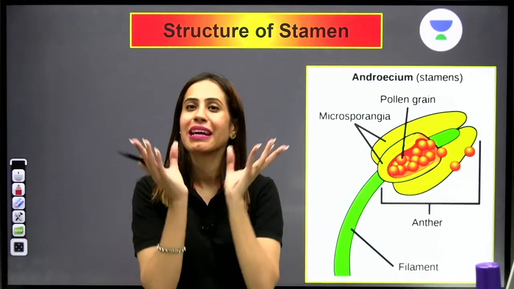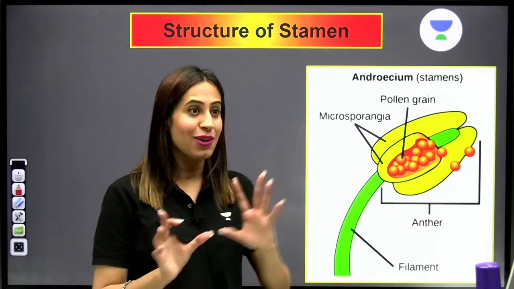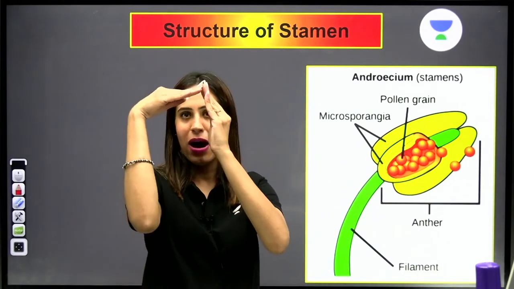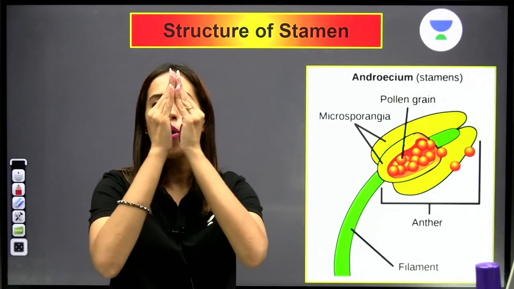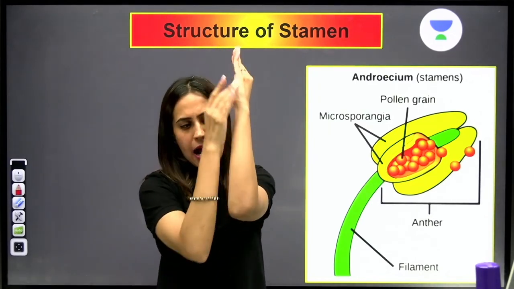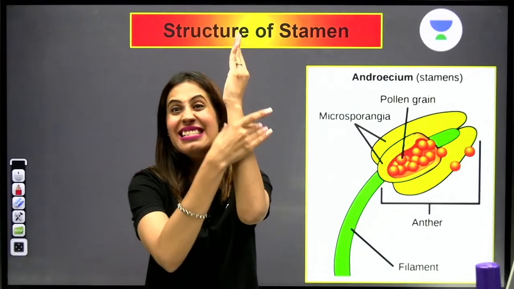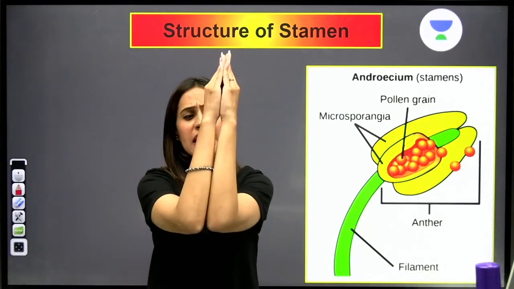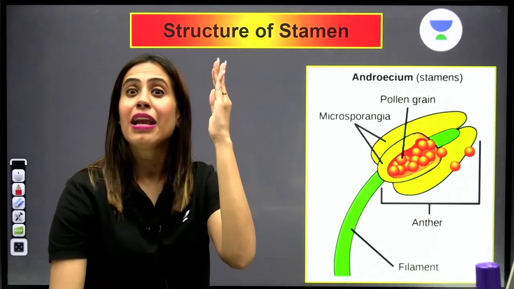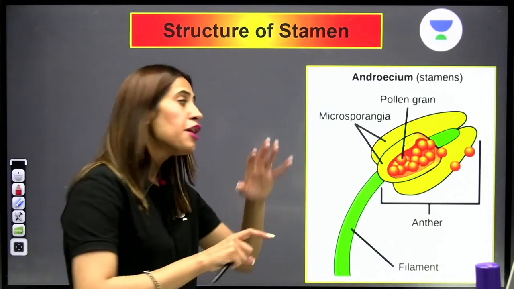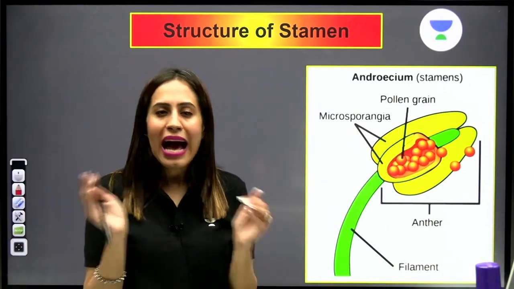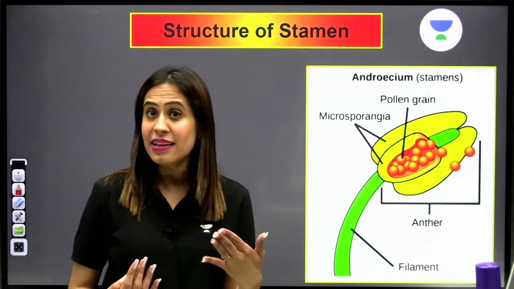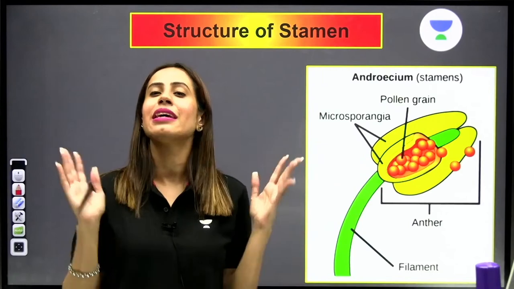So, a typical stamen has got two parts. You can see here, the bilobed anther. There are two lobes like this, one is this, the other is this. And this is the filament, the sterile, slender filament. What do you mean by slender? Slender means thin. It's a long, thin filament. The filament has nothing to do with gamete production. That's why the filament is sterile.